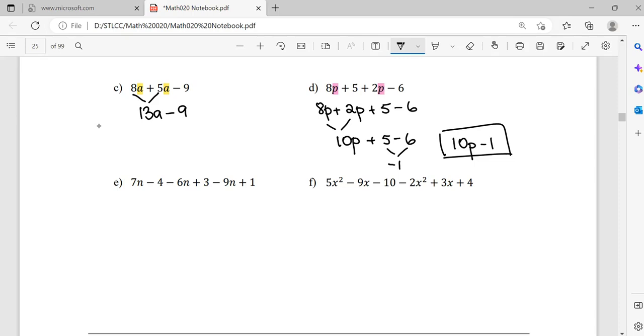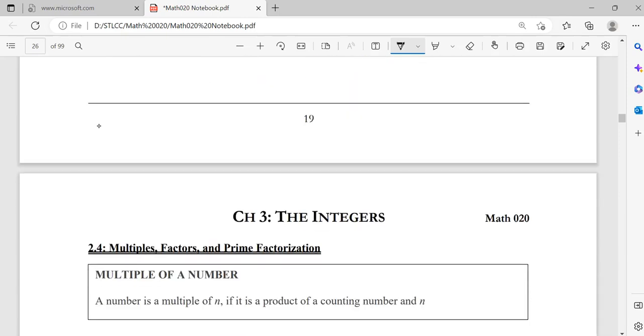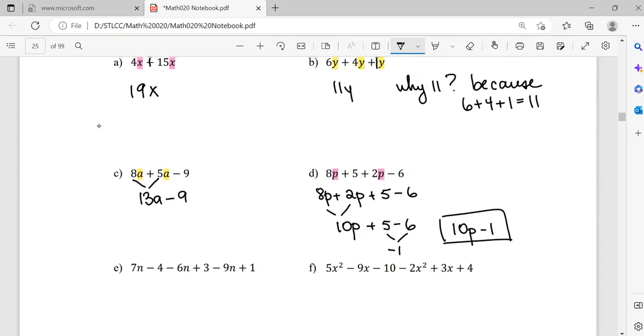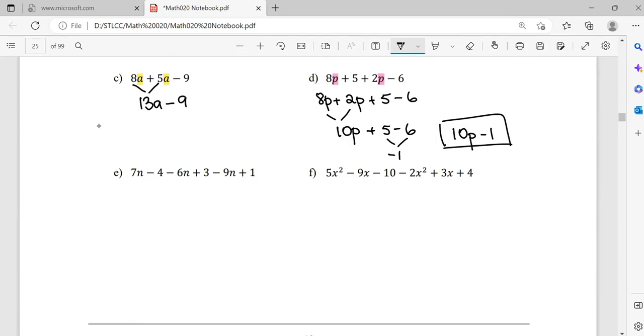Okay. So let's go ahead and look at the last one, the last couple of problems. And then we have the 2.4 coming up. Okay. All right. So here we are again. We will not be able to avoid negative numbers. So we're going to go ahead and do those.